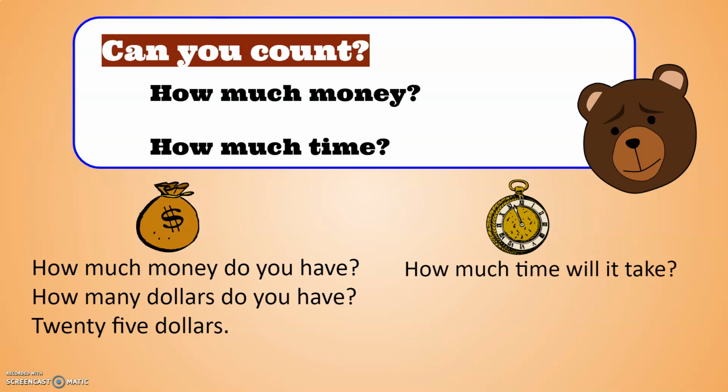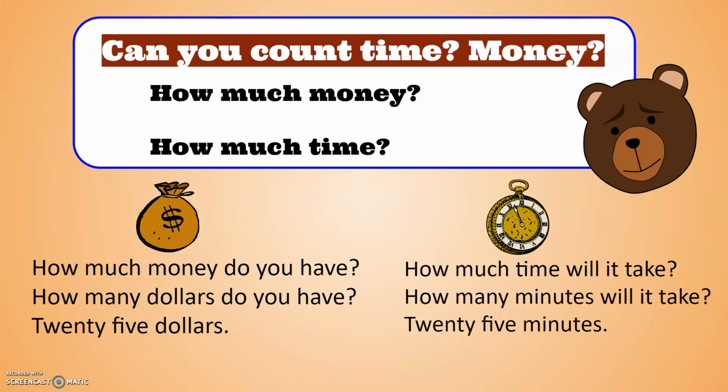Similar with time, how much time will it take? We would answer 25 minutes. Or you could say, how many minutes will it take? 25 minutes. So we can separate the uncountable noun, money, into countable nouns, dollars, cents. Same with time. Time is uncountable, but days and hours and weeks and months and minutes are all countable. Let's look at some more examples.